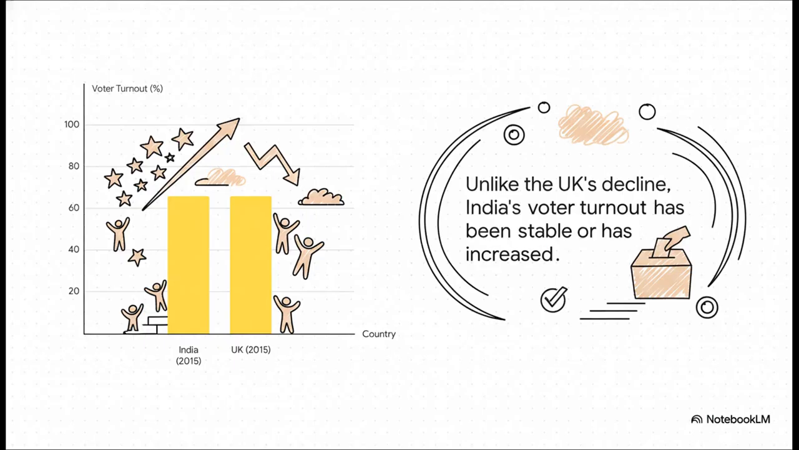Now, this is a very interesting point to consider. In many established democracies, like the UK, the number of people who come out to vote has been going down. But in India, the voter turnout has either been stable or has actually gone up. This is a very positive sign. It shows that ordinary Indian citizens have faith in the election process and believe that their vote matters.